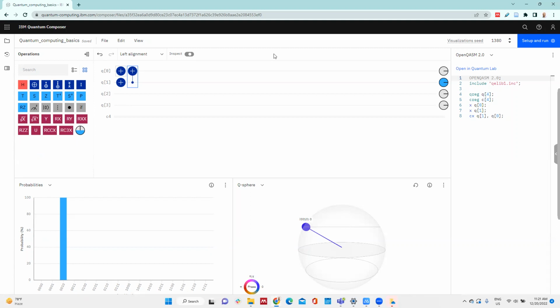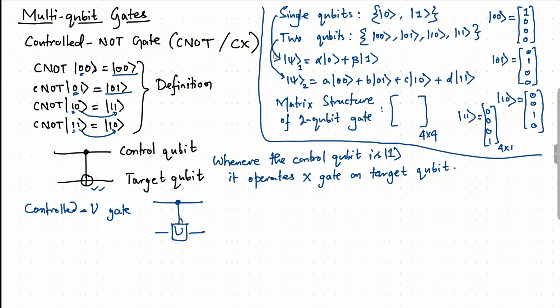So this is how the control NOT gate operates. We can choose the control and target qubit. Okay. So this is our first control gate. Let's look at the second control gate, and that is the control Z gate.